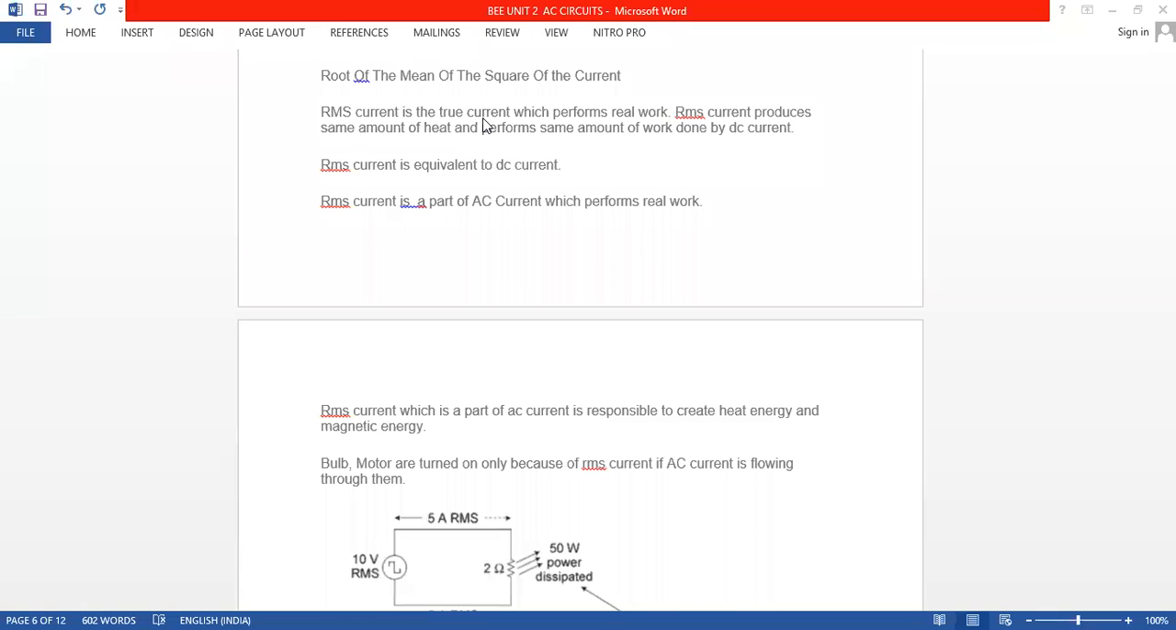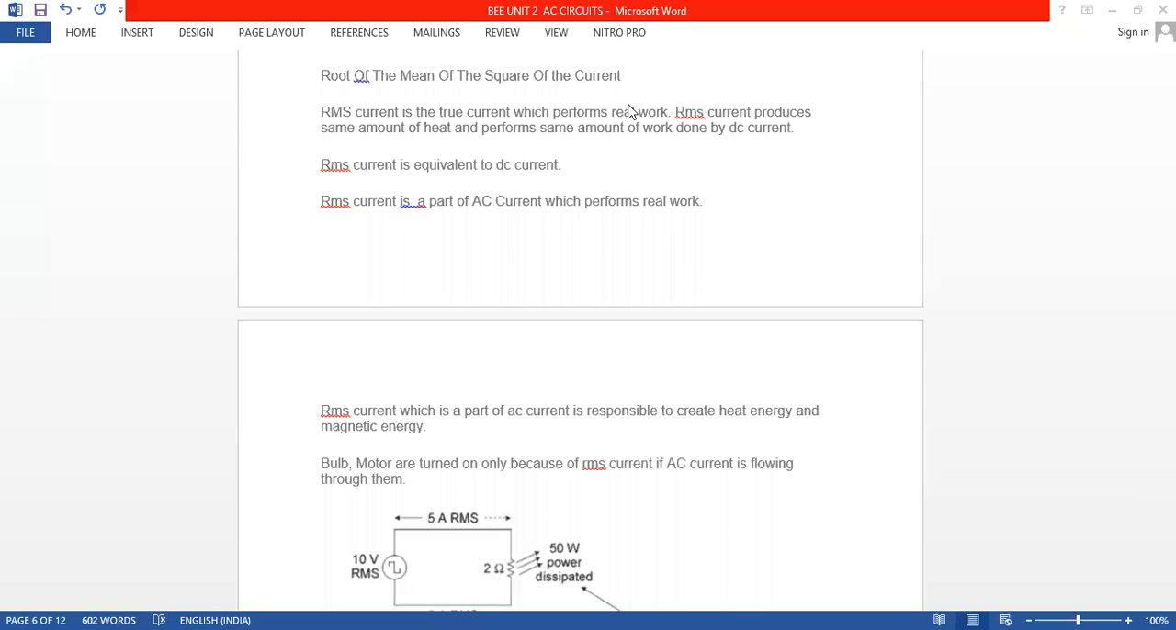RMS current is the true current. In the question, they will also ask you to define true current. True current means RMS current. What is real current and what is true current? Both are same. See, why I am using the word real or true is because if you are having a bulb, if I am passing the AC current, which has the combination of peak current, peak to peak current and RMS current, which is a part of AC current, it will turn on the bulb. Therefore, this is called the real. So real current or true current, both are same only. They are doing the real work or true work. Therefore, they have given two names, true current or the real current.